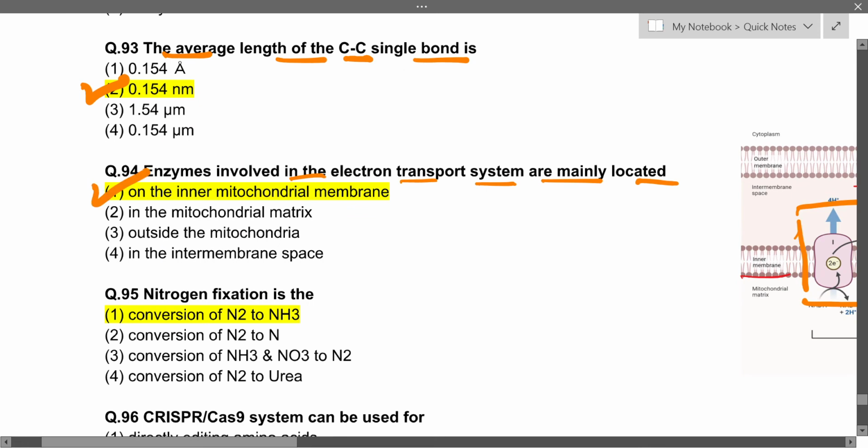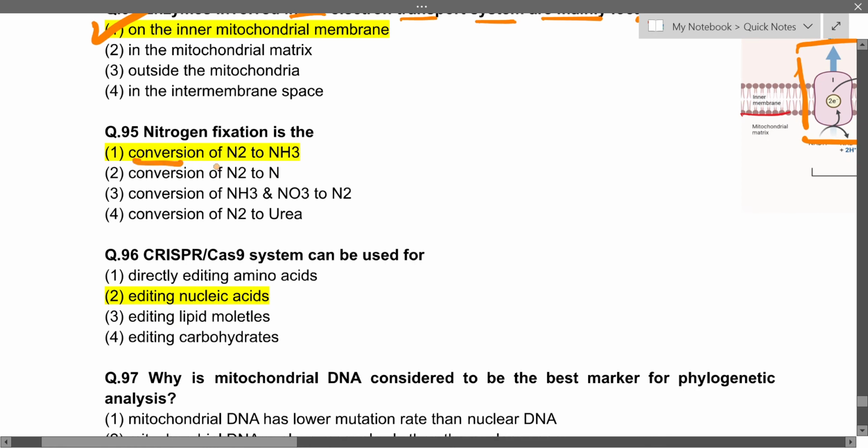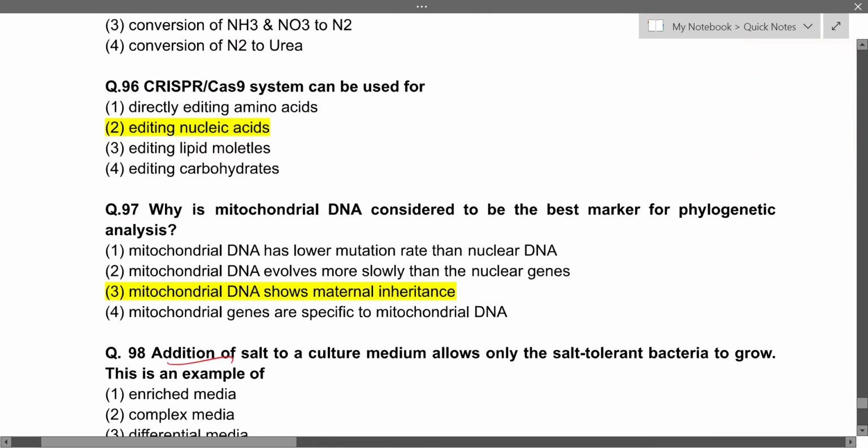Okay, next, nitrogen fixation is the conversion of nitrogen to ammonia. It is called nitrogen fixation. CRISPR-Cas9 system can be used for editing the nucleic acid. So this is the correct option.